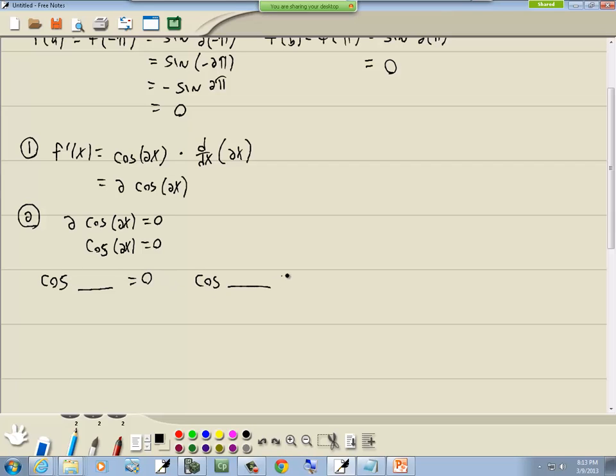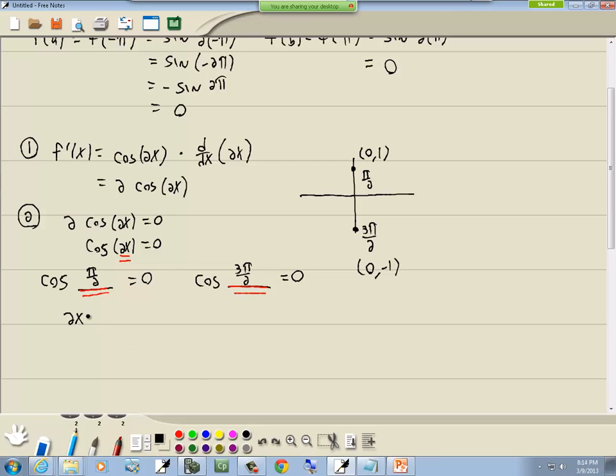Where cosine is equal to 0. Well, if I look at my unit circle, here at pi over 2, this point is (0, 1). Down here at 3 pi over 2, our point is (0, negative 1). Cosine is the x part on a unit circle, so at pi over 2, it's equal to 0. At 3 pi over 2, it's equal to 0. Well, but we have more than x here, so we're going to take this 2x and set it equal to pi over 2. We'll also set it equal to 3 pi over 2.